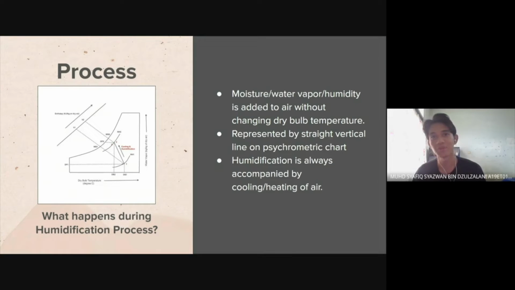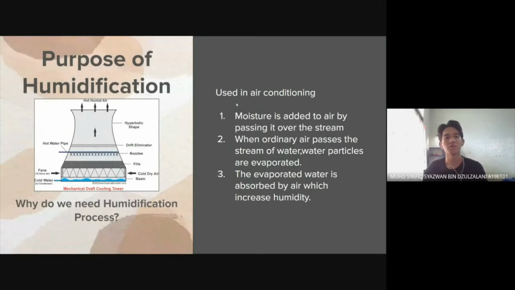In actual practice, pure humidification is not possible since it is always accompanied by cooling or heating of air. The humidification process along with cooling or heating is used in a number of air conditioning appliances. So why do we need the humidification process? Cooling and humidification is one of the most used air conditioning applications for cooling purposes.